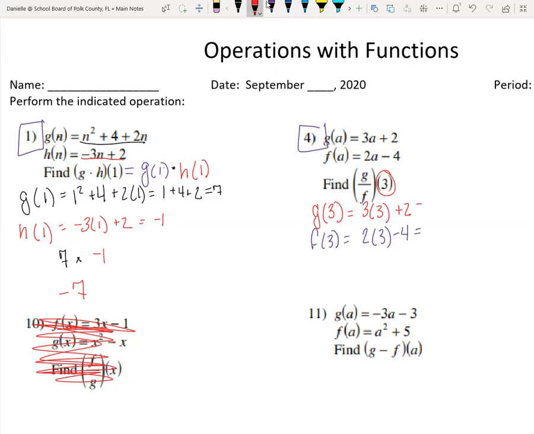3 times 3 gives me 9, and 9 plus 2 is 11. 2 times 3 gives me 6, and minus 4 gives me 2. And again, we are not done. We still have to divide. So we'll have 11 divided by 2, and that will be our answer. Because we don't care about making sure our number is a mixed number. We care about making sure it's simplified as much as possible, and then we can leave it as an improper fraction.